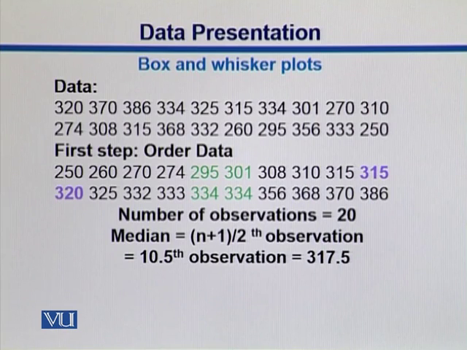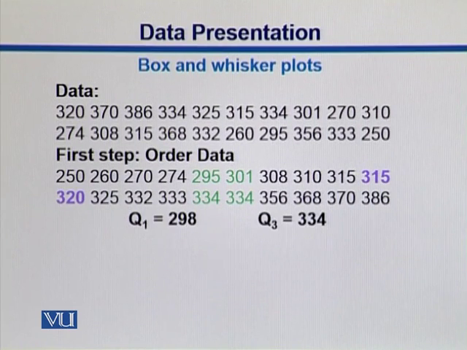We take those numbers, 315 and 320, and average them. That is 317.5, which is our Q2, our median. We can take the mean by simply summing up these numbers and dividing by 20. That is 317.8. How can we get Q3?